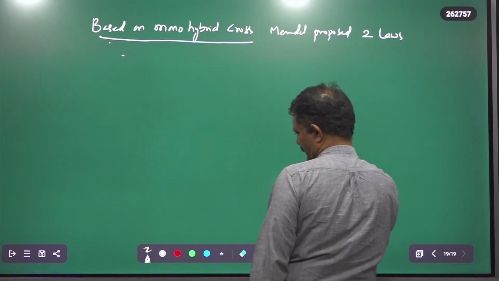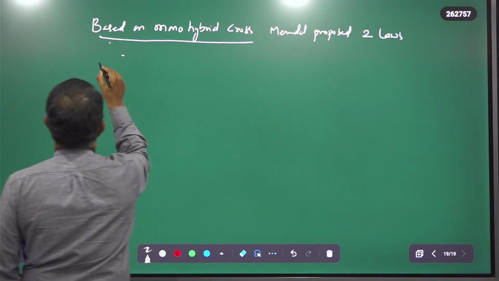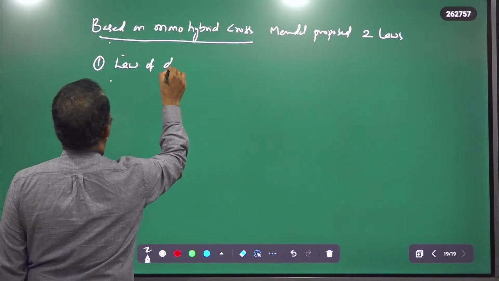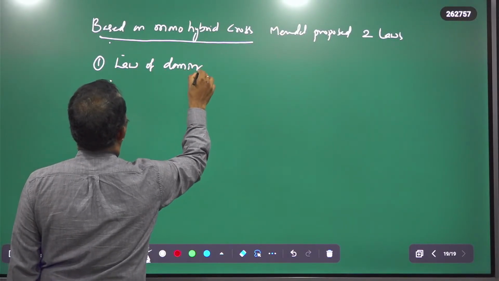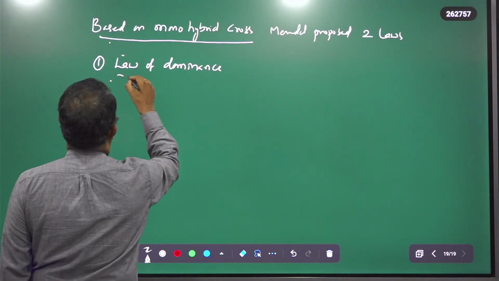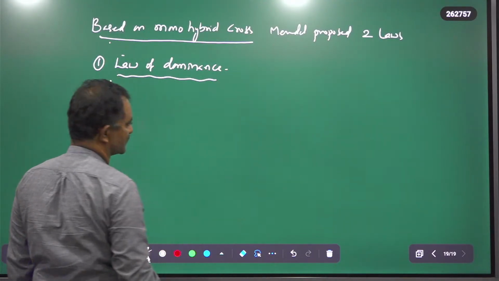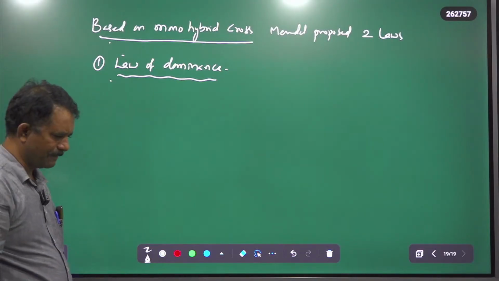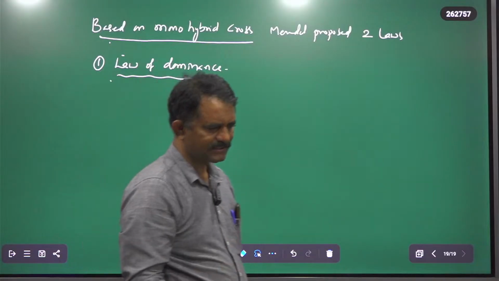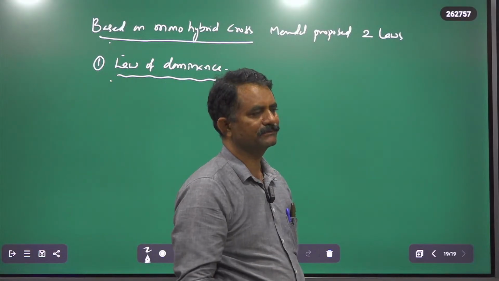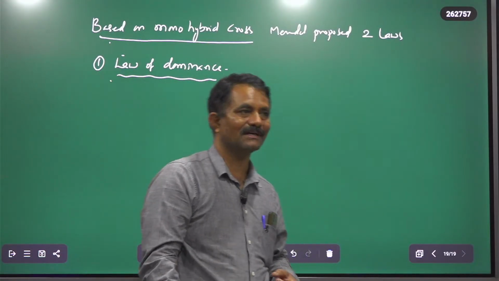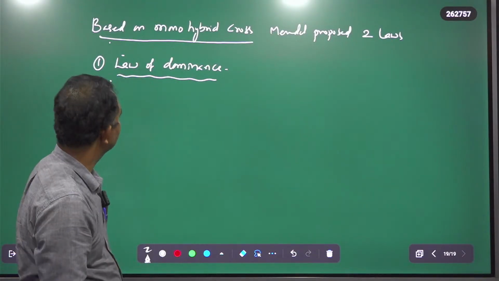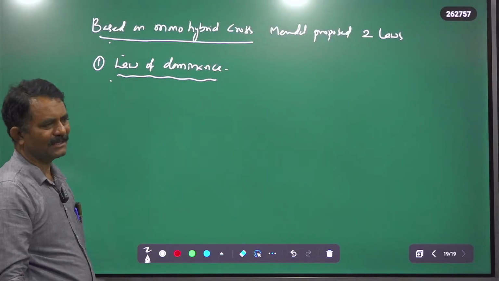Two laws of inheritance. First one is law of dominance. Law of dominance means if there are two alleles, in which one is dominant and another one is recessive, automatically the dominant one appears as phenotype. So generally it is the dominant character.